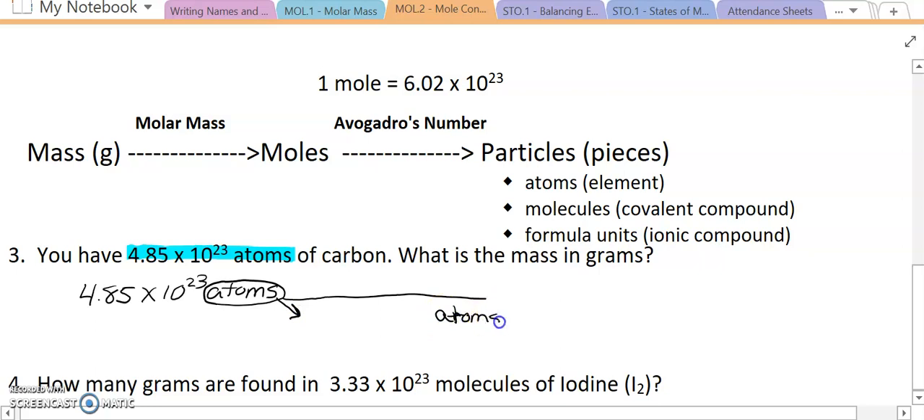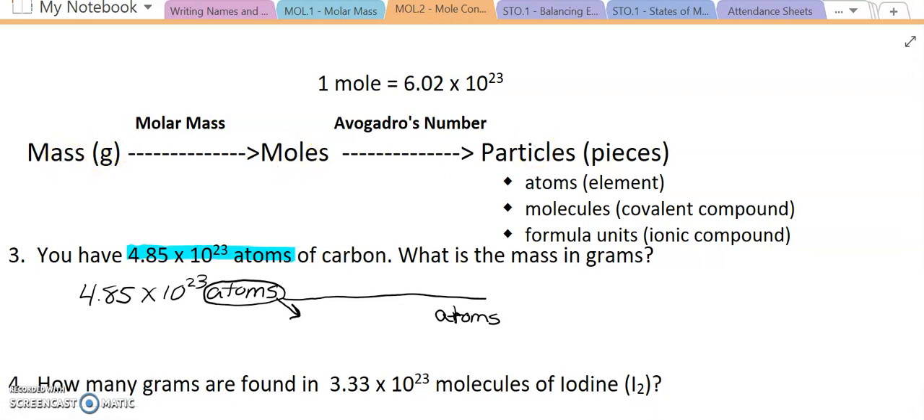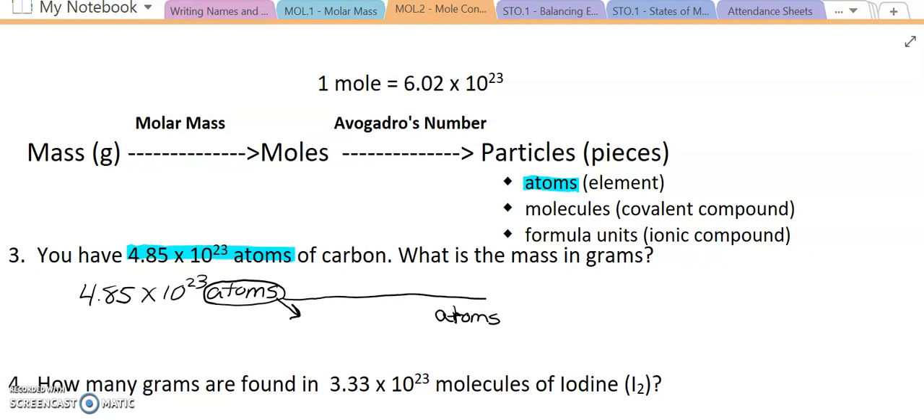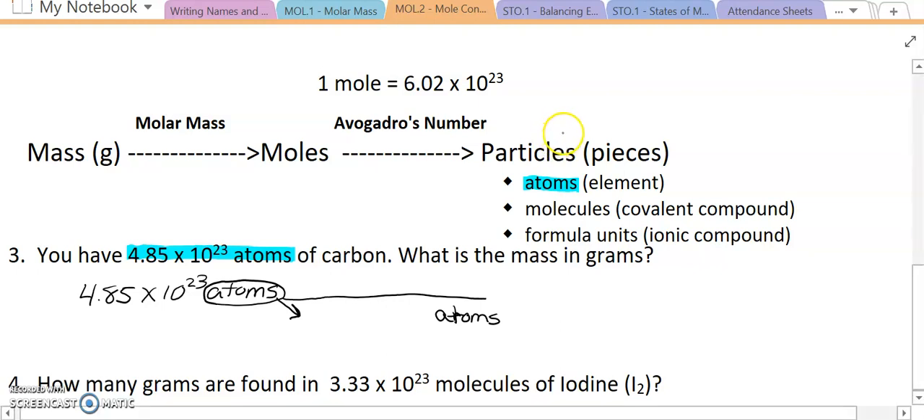Well, if I have atoms on the bottom, I'm not at mass, and I'm not at moles, so I must be at particles. And sure enough, if I look underneath my list, atoms just talks about an element, and since we're talking about carbon, carbon's an element, that would be why the term atom is used. Now, if I'm starting at particles, I don't have any options. If I'm starting at particles, the only place I can go is to moles.